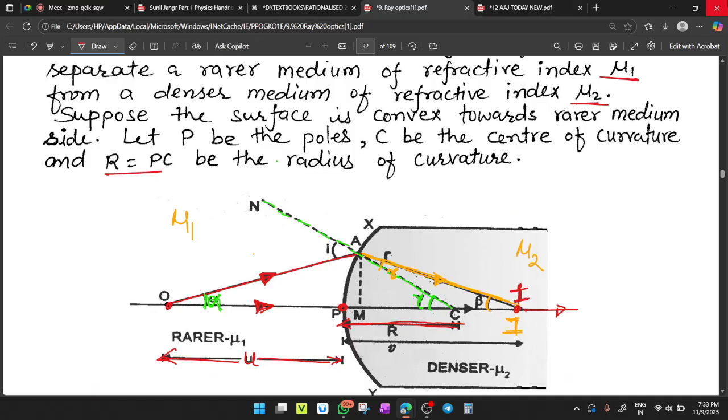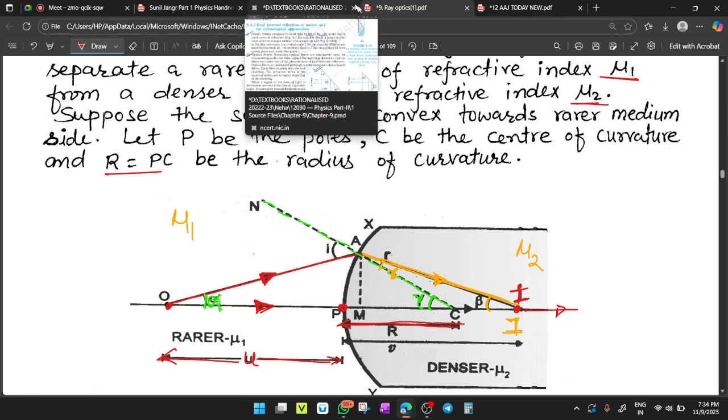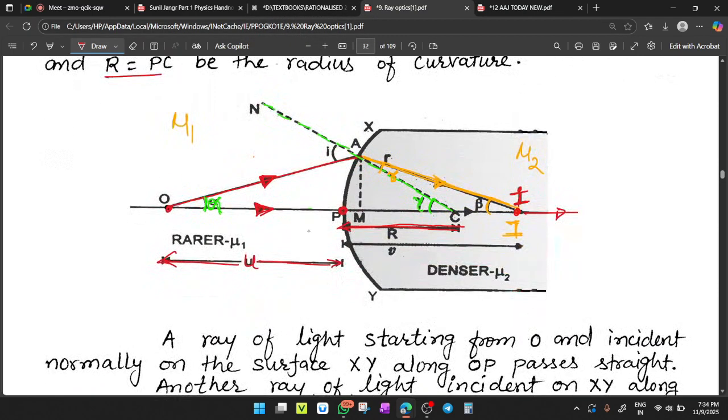Clear the diagram? All diagrams is clear, each and everything. Okay. Now see here, first some distances. Distance from P to O, PO, is equal to minus u because we have to move against the direction of incident ray. So PO will be negative. Clear or not?